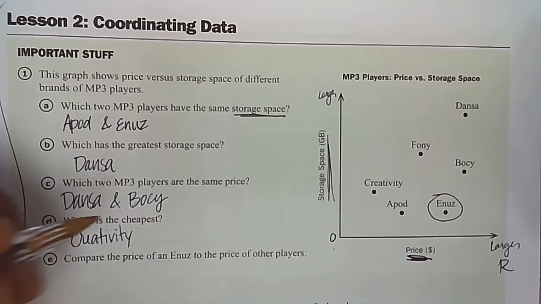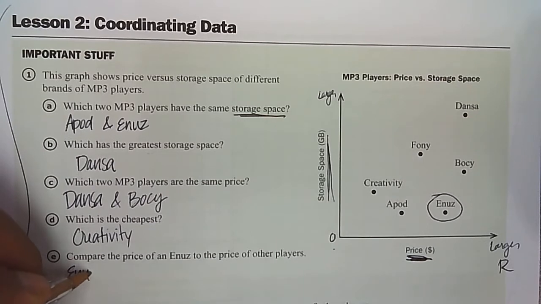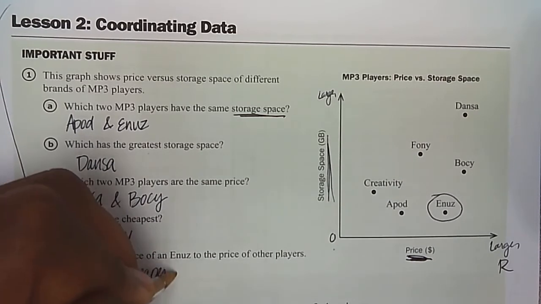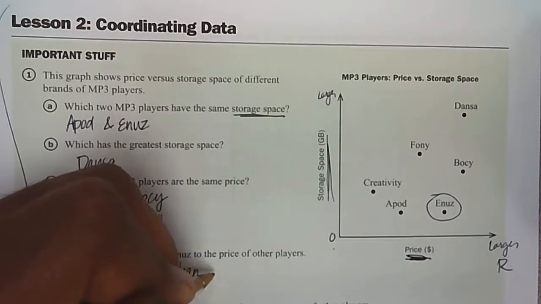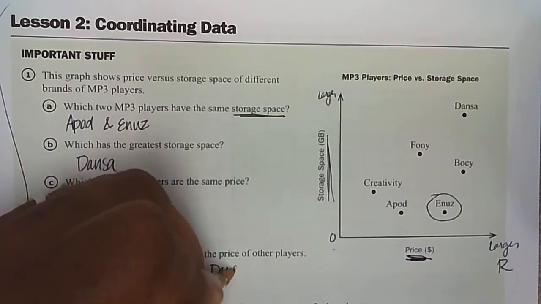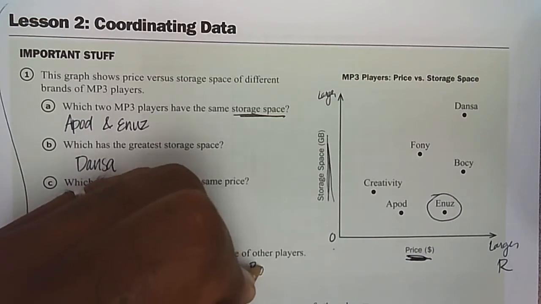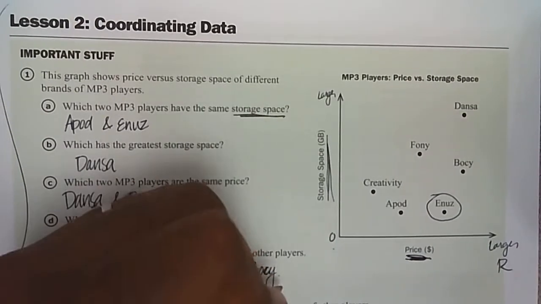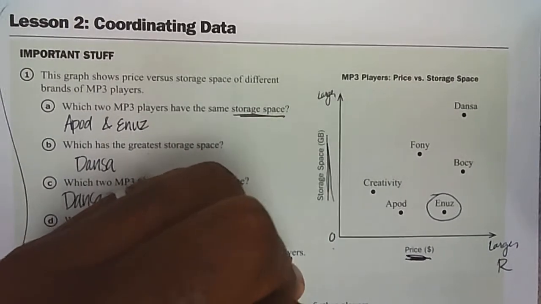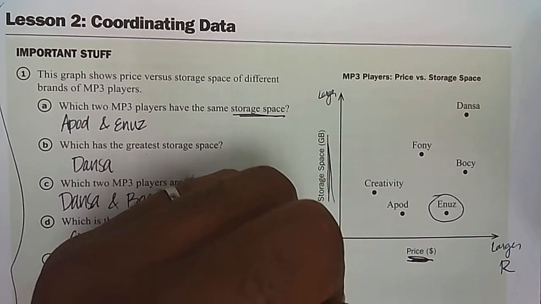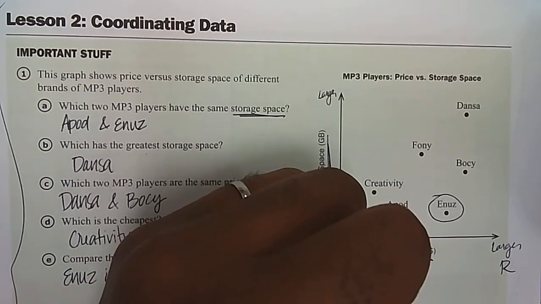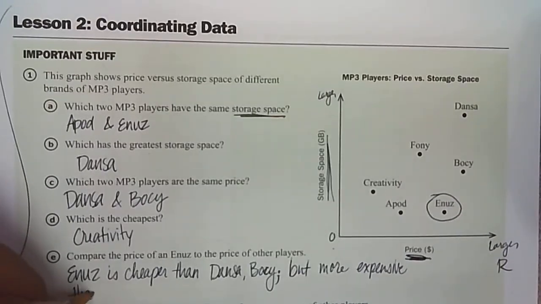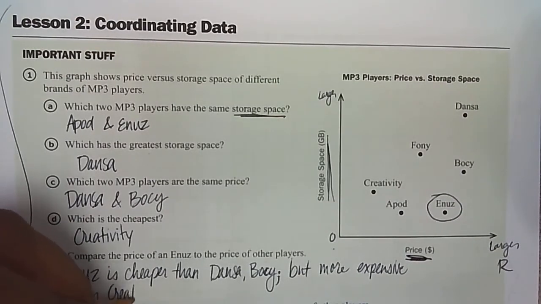So, eNoise is cheaper than Dancer and Boise. That's a C. But more expensive than creativity.